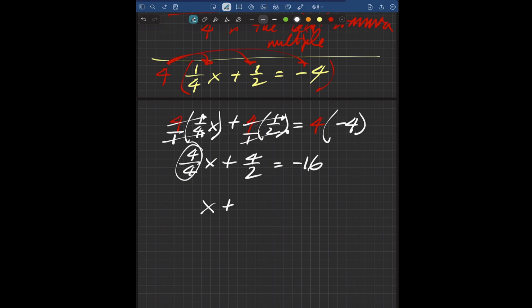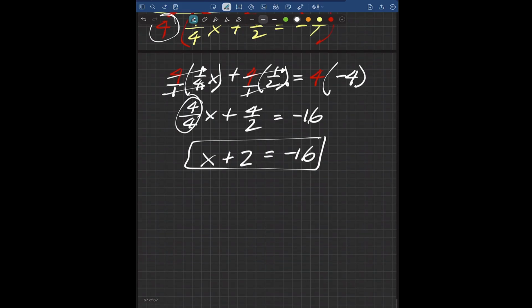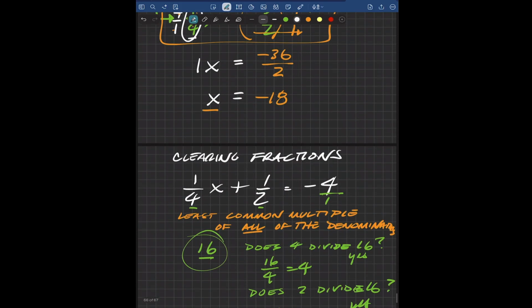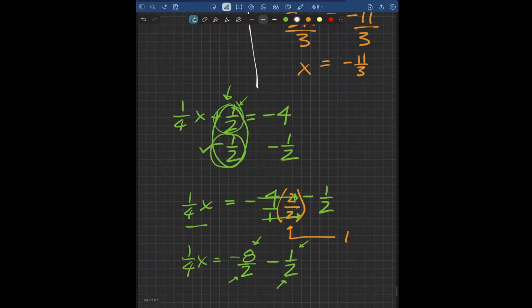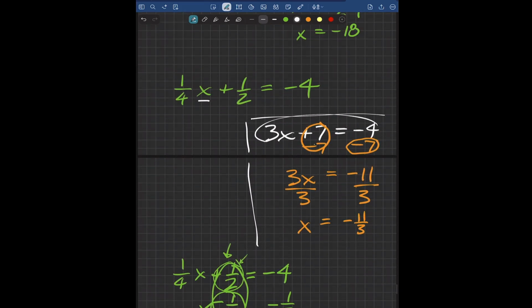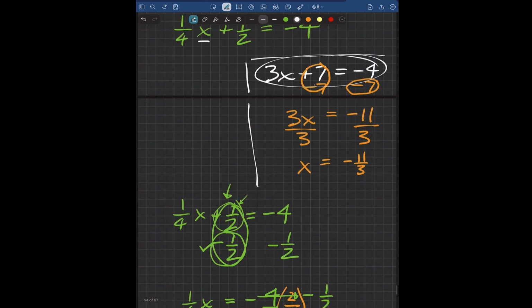What's 4 divided by 2? 2. And that's why this method is called clearing fractions. I can find this least common multiple, multiply the whole equation, or each term, or both sides of the equation by that least common multiple, and I clear all the fractions. And now this looks very much like this thing up here. I think of it as it being flat. There's no fractions.